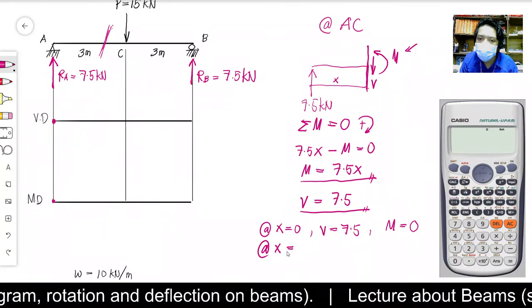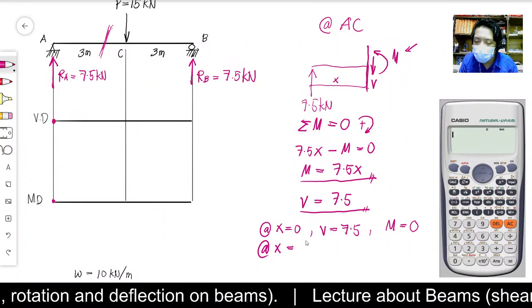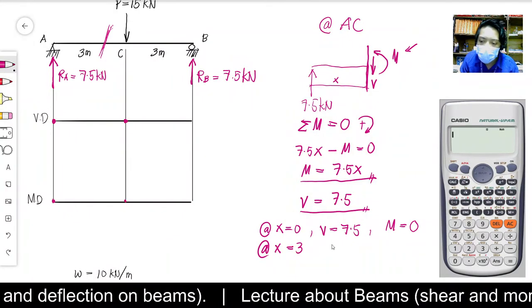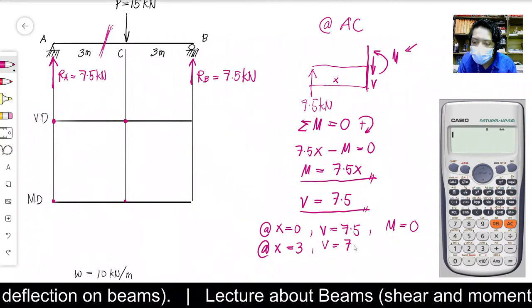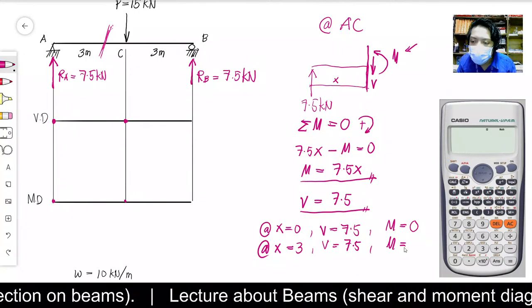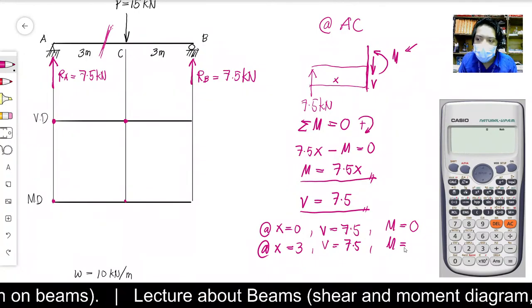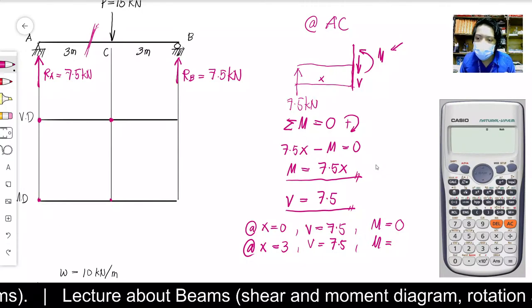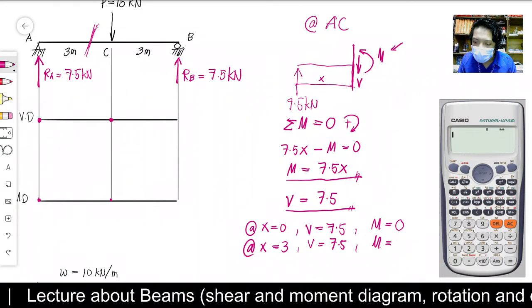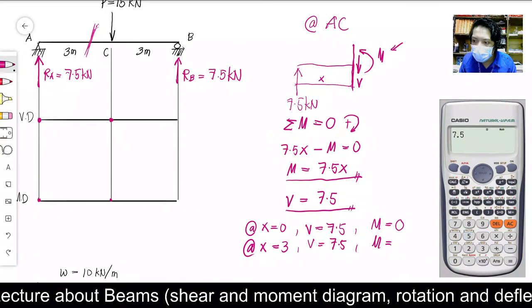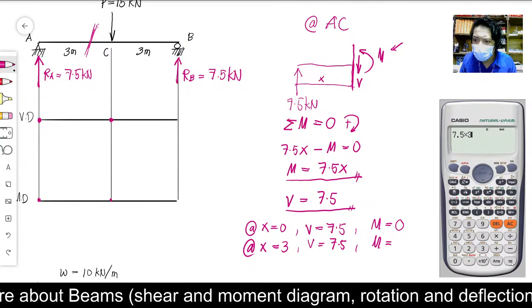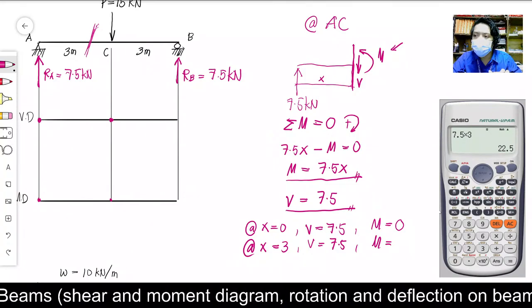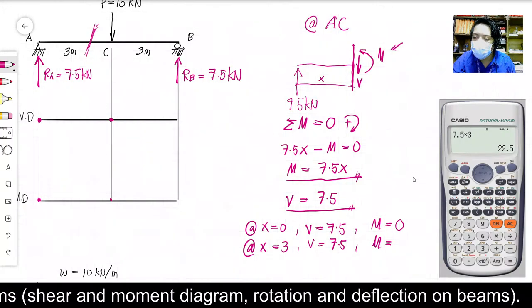At segment AC, x is at most 3. At x equal to 3, at this point here, your shear is still 7.5, and your moment is 7.5 times x. X is 3. Let me get the calculator. We have 7.5 times 3, so this is equal to 22.5.